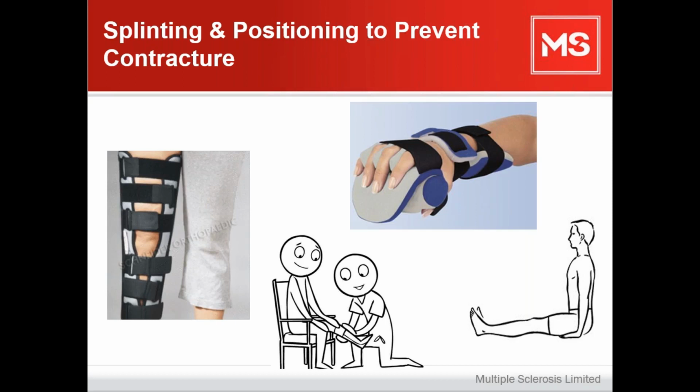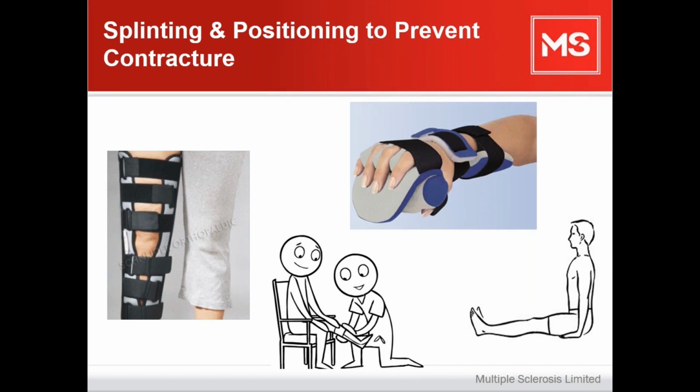On the left-hand side, you can see a person wearing a leg wrap that keeps the knee nice and straight. This could be beneficial for somebody who has spasticity in their hamstrings causing their knees to bend. I might ask them to wear a splint like this for a few hours each day to give that hamstring a good stretch to prevent it getting tight.